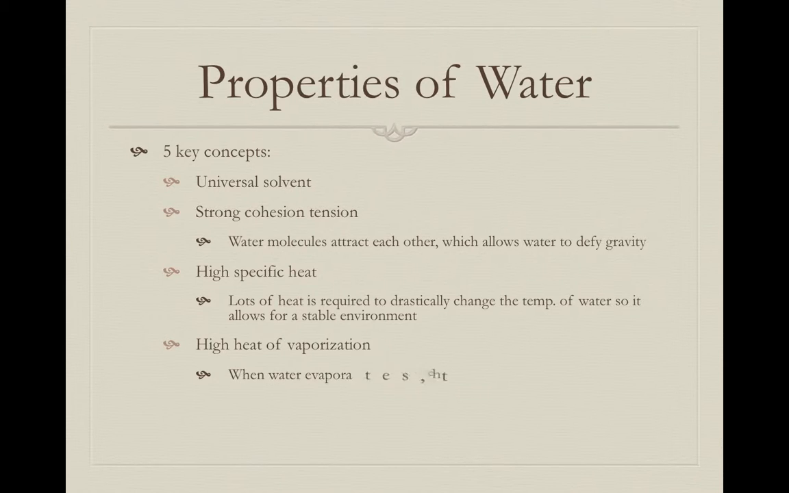Water also has a high heat of vaporization. What that means is that when water evaporates, the surface becomes cooler. So when you sweat and that sweat is evaporating, you automatically become cooler. And finally, ice is less dense than water. And so this is how ice can float on water. When the water freezes, the particles actually space out a lot more, therefore making ice less dense than water, allowing it to float.